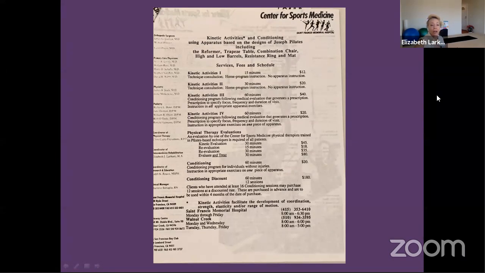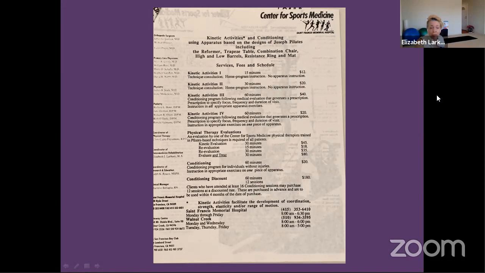This prescription would involve a physical therapy evaluation. Then the Pilates teachers, the dance medicine specialists, would follow the guidance from the physical therapy evaluation and would teach the movement sequences appropriate for the patient's or the client's condition or the diagnosis from their physician.